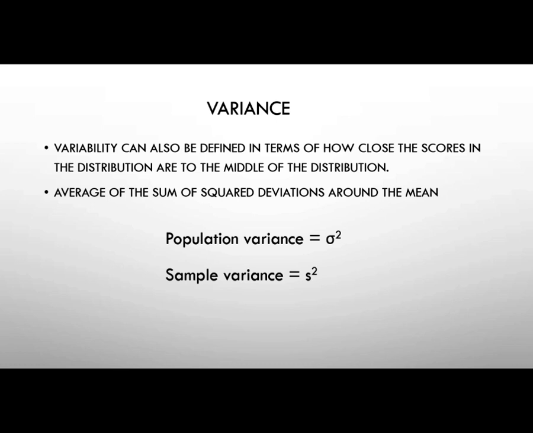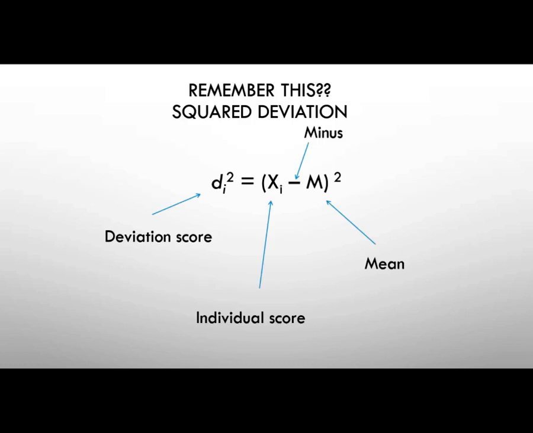Variability can be defined in terms of how close the scores in the distribution are to the middle of the distribution. Variance: remember the squared deviations around the mean? It's the average of the sum of squared deviations around the mean. So remember, a statistic uses the Latin letter, so the sample variance is an S squared, and the population variance is a sigma squared. This is the squared deviation around the mean. Remember this? Okay? If I find those and divide by the sample size, I get the average of squared deviations from the mean.